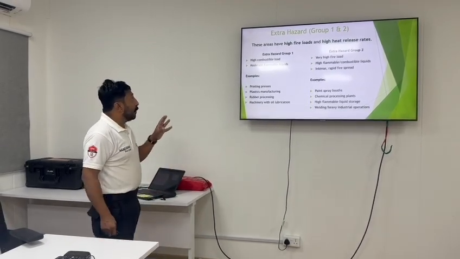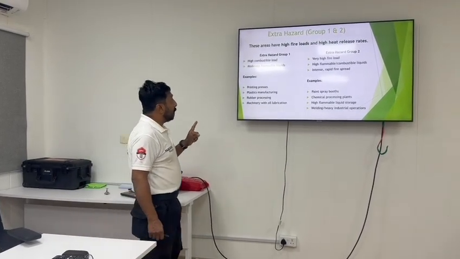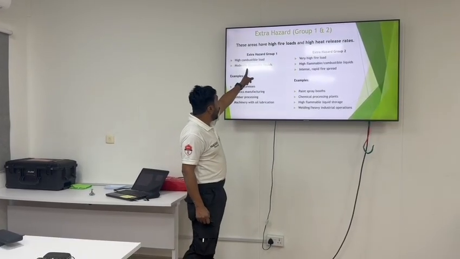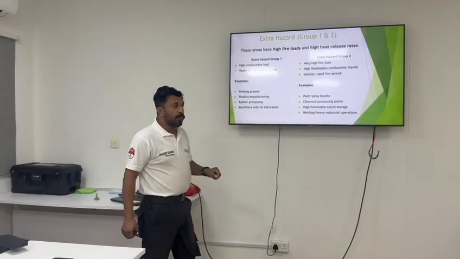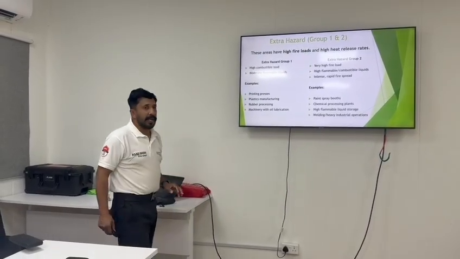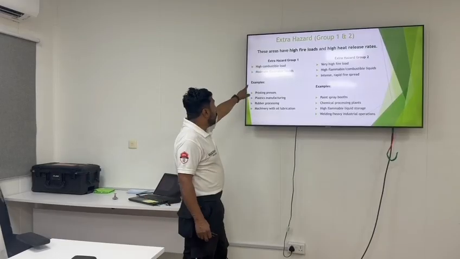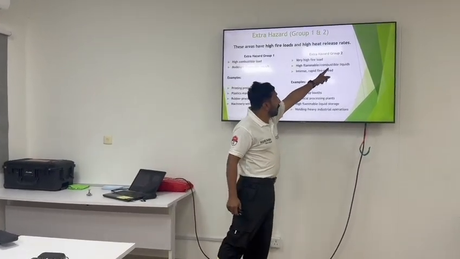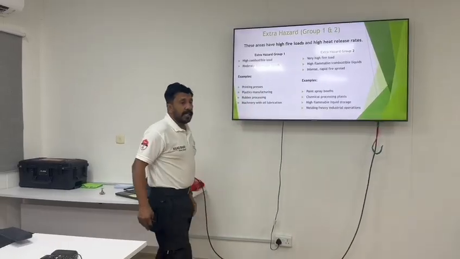And in this group, one important thing is that the material will have a high combustible load and flammable liquids. When we introduce flammable liquids, it will automatically come in extra hazard group 1, but with moderate flammability. But when it comes to highly flammable combustible liquids, it means rapid fire.